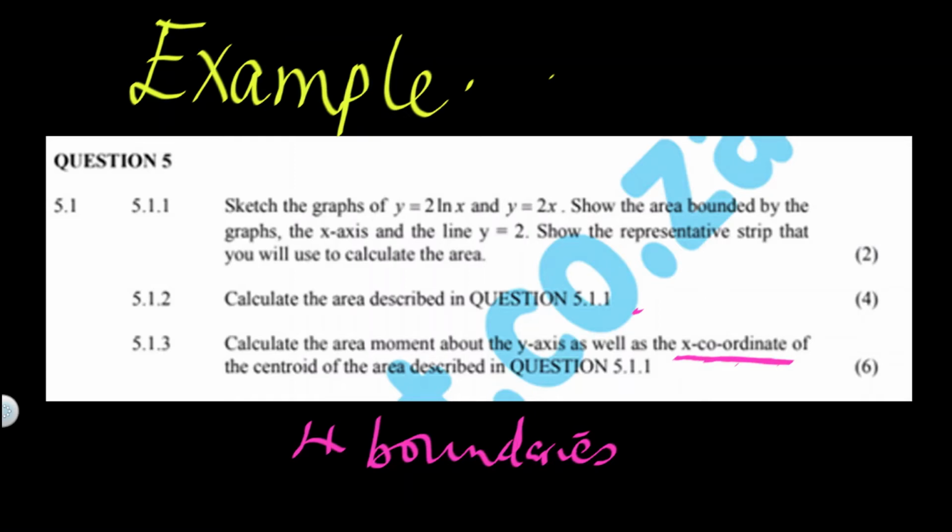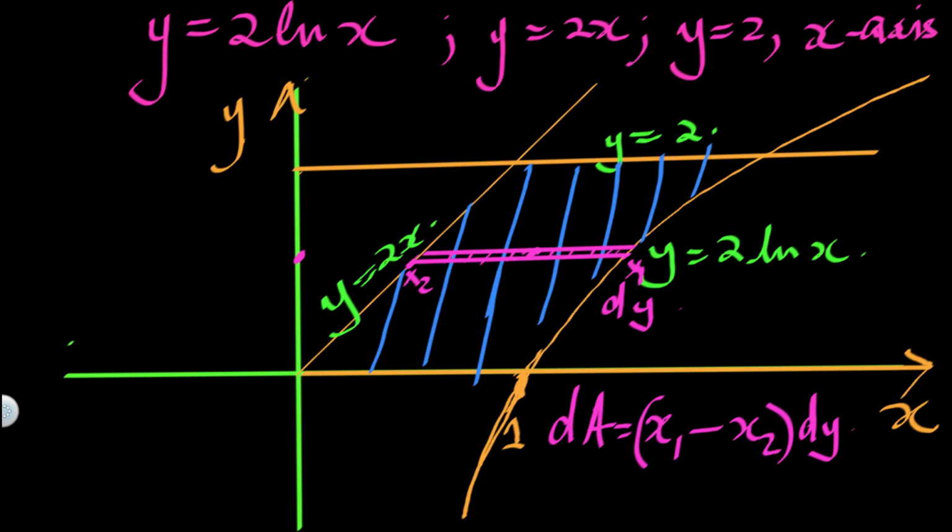So I just want to come back here again and explain how you approach this. You want to find the area. This area is made up of these small horizontal strips. So in this case, our x1 is going to come from here. This is where we get our x1. Our x2 is going to come from here. This is where we get our x2.